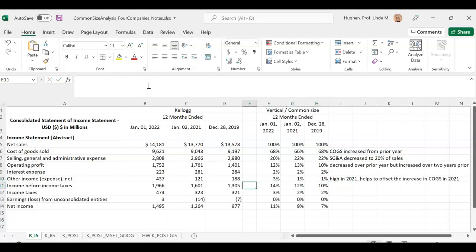And so what does that do to income before taxes? Well, when we combine our increase in the other income, the non-operating income, with the decrease in selling, general, and administrative expenses as a percentage of sales, we're doing better than this downside, the decrease in our gross profit margin, the increase in our cost of goods sold as a percentage of sales. So we see that it's steadily increased 2% each year, which is great.